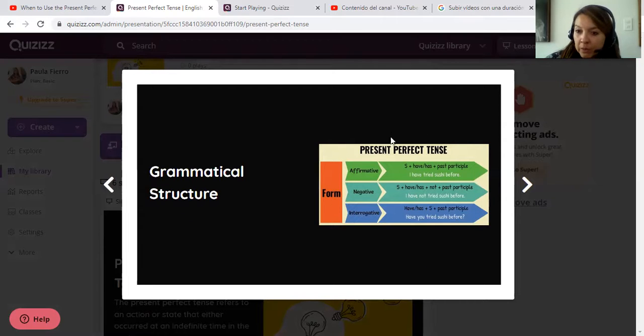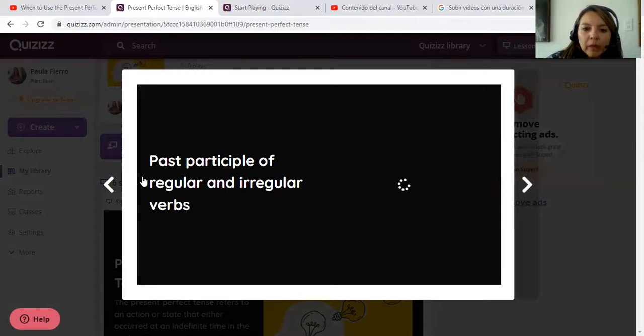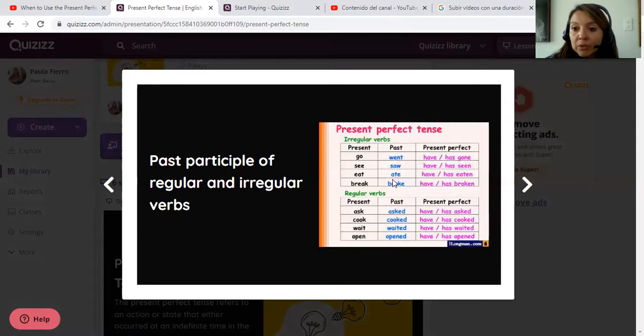As you have here, you can stop for a minute to make them read, or to make them participate. It says that the affirmative sentence is subject plus have or has plus past participle; negative, subject plus have or has plus not, with the past participle of the verb; interrogative, have or has plus the subject plus the past participle of the verb. And something very important we have to consider is that most of the students may present problems with the irregular verbs and the regular verbs.